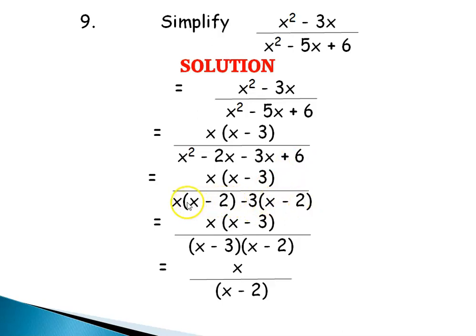Okay, so I'll bring this out. x minus 3 in a bracket, and then x minus 2 in another bracket. Remember, my numerator still remains x bracket x minus 3. Okay, so this can cancel out this. I'll be left with x divided by x minus 2. So x divided by x minus 2 is my final answer. Is that taken? Okay, you can pause your video so that you can go through it again in case you're confused. Is that okay? Good.